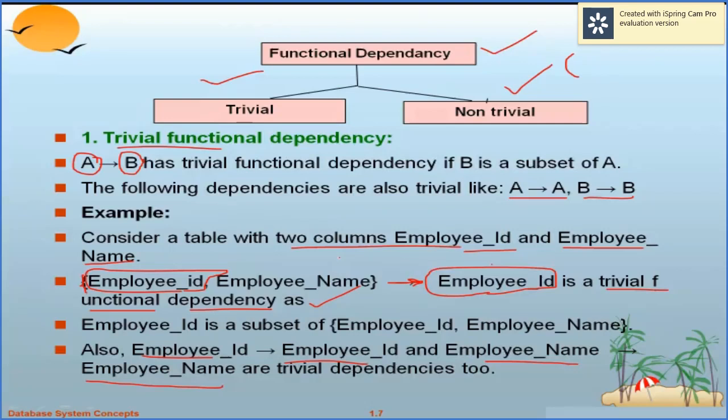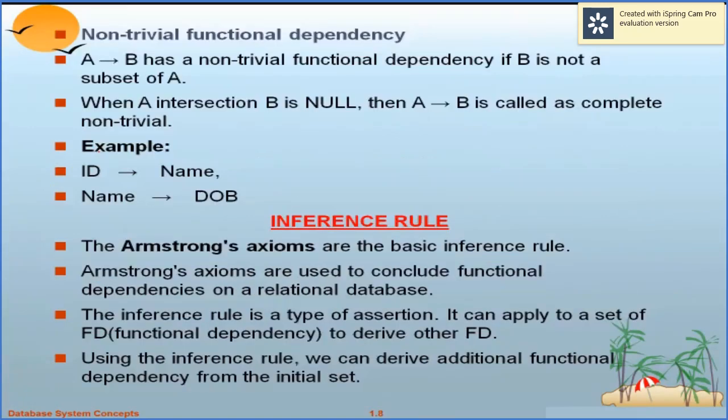So in short, what is meant by trivial functional dependency? A functional dependency is said to be trivial when B is a subset of A. That means B should be a part of A's elements. Next, let's see non-trivial. If you have understood the concept of trivial functional dependency, then non-trivial functional dependency is quite the opposite of that one.